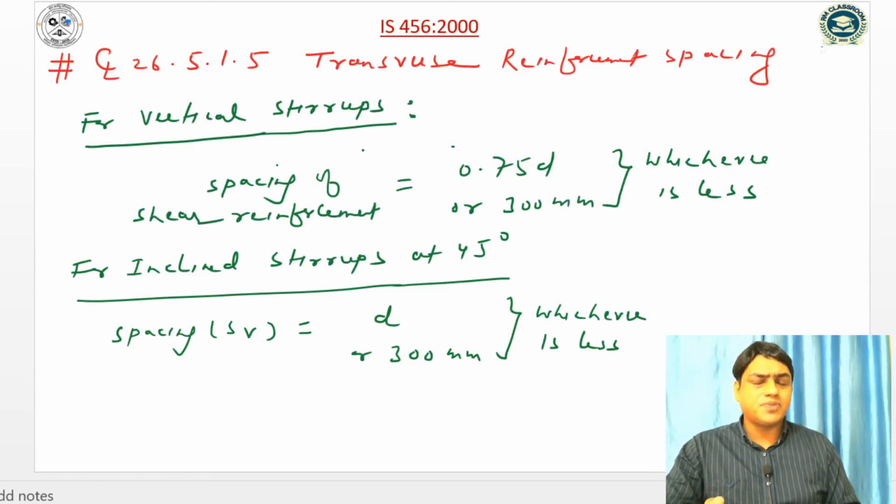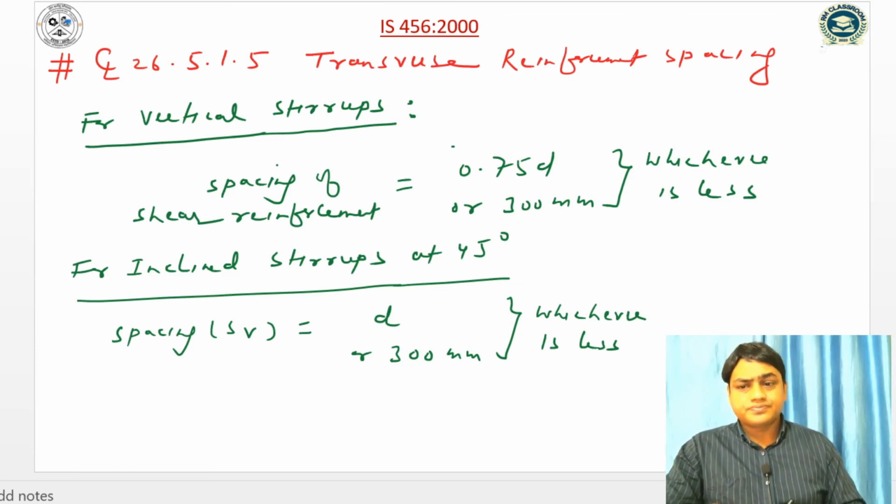So for vertical stirrups, the maximum spacing should be 0.75 d or 300 mm, whichever is less. And for inclined stirrups at 45 degrees, the maximum spacing should be less than d or 300 mm, whichever is less, where d is the effective depth.